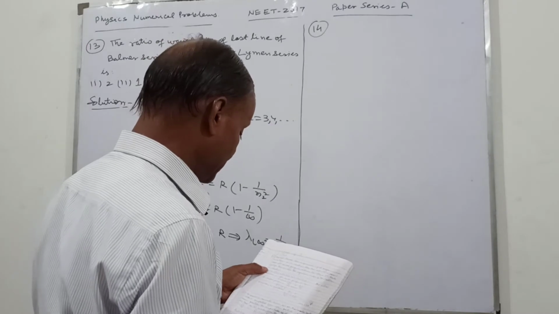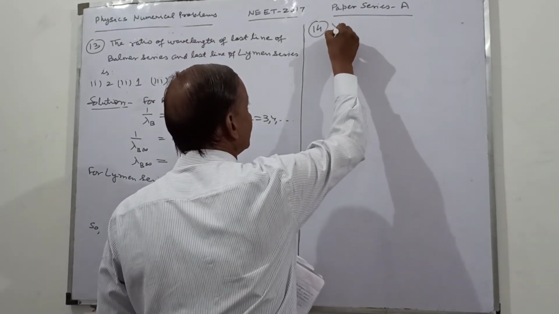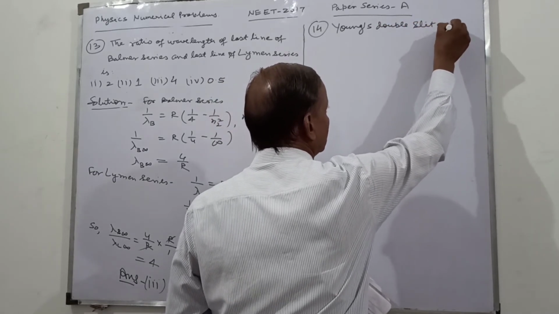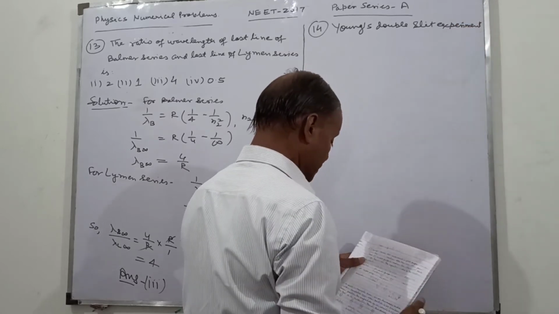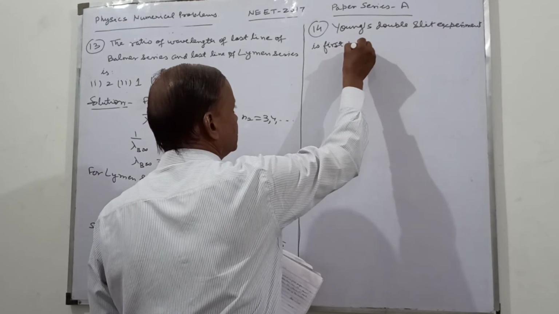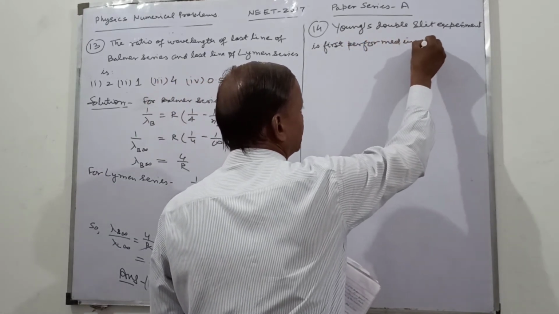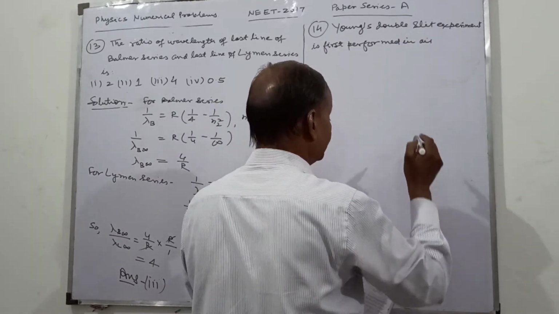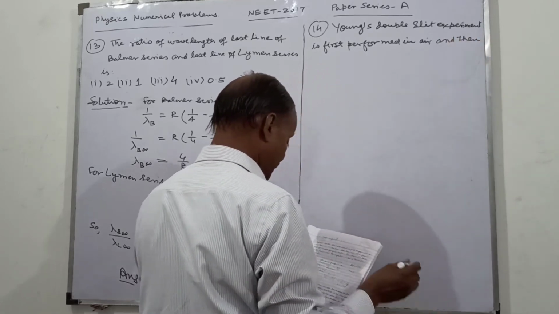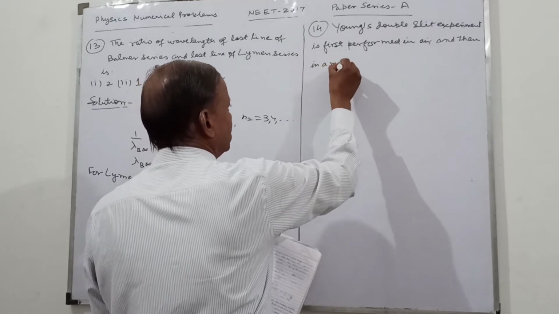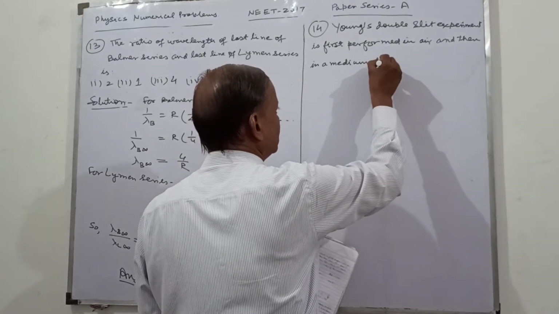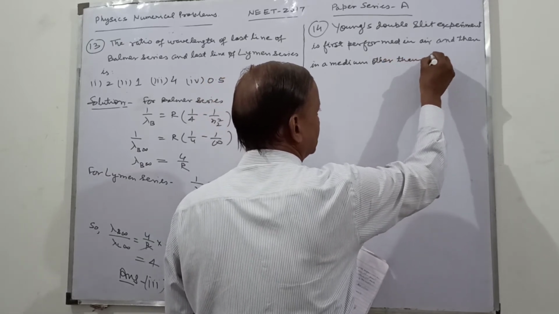Now we have Young's double slit experiment. Young's double slit experiment is first performed in air and then in a medium other than air.